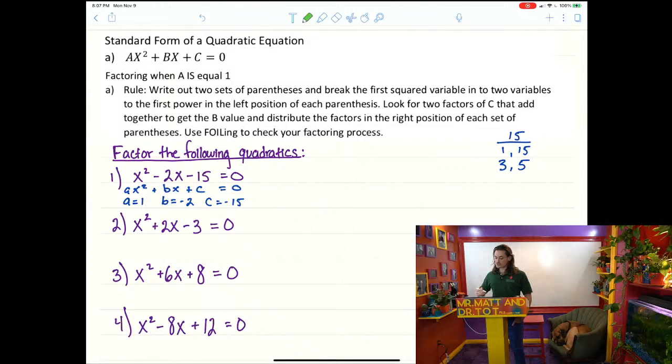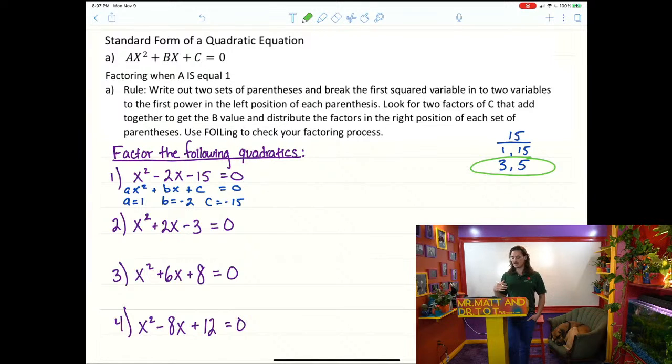And so I'm looking for 2 numbers that would add together in such a fashion, being either positive or negative, to get -2, and multiply together to get -15. Notice that 3 and 5 would work. The larger value will take the sign of the b value because you need the value with the larger magnitude to take over the sign of the smaller value if you're taking the difference.